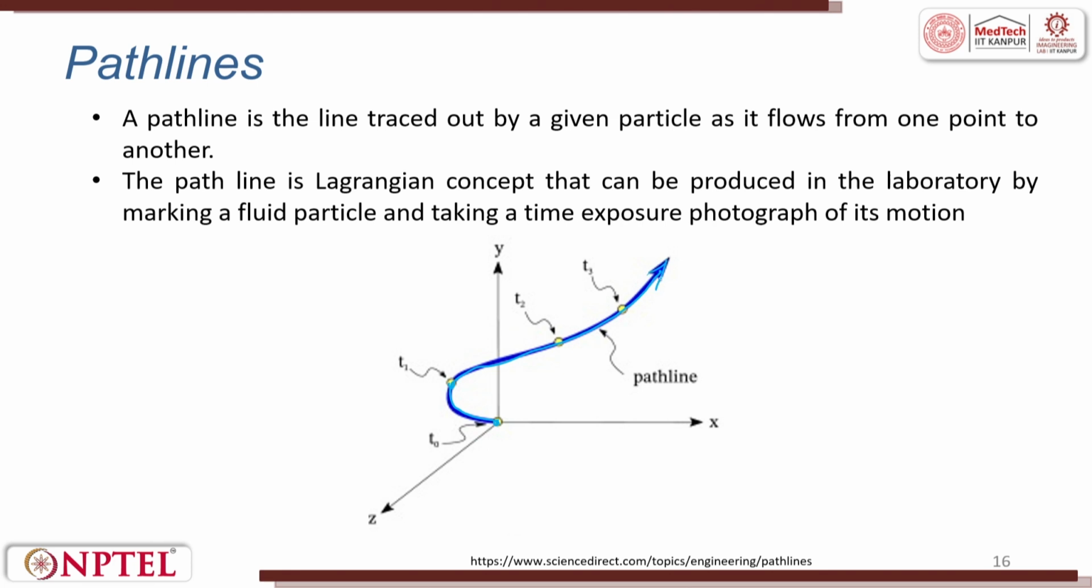It is almost like what we do in CAD, right? You have the starting point, ending point, and then you will have control points. So, something like that. The path line is a Lagrangian concept that can be produced in the laboratory by marking a fluid particle and taking a time exposure photograph of the motion. So, what we do is you have a particle and, with respect to time, you have a high speed camera and you keep seeing where the particle is moving.